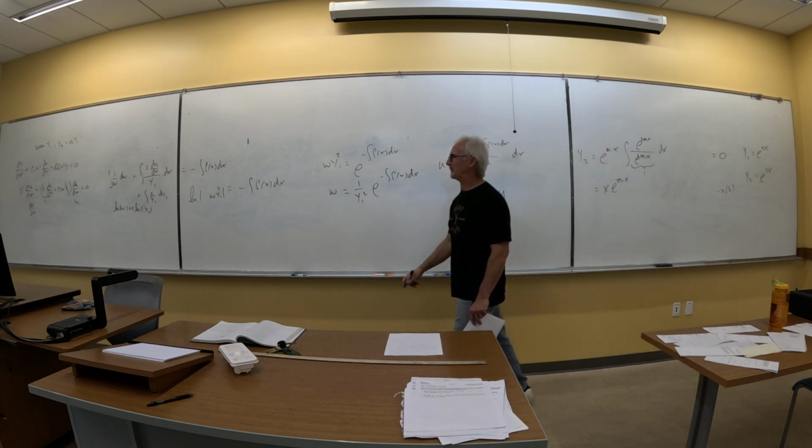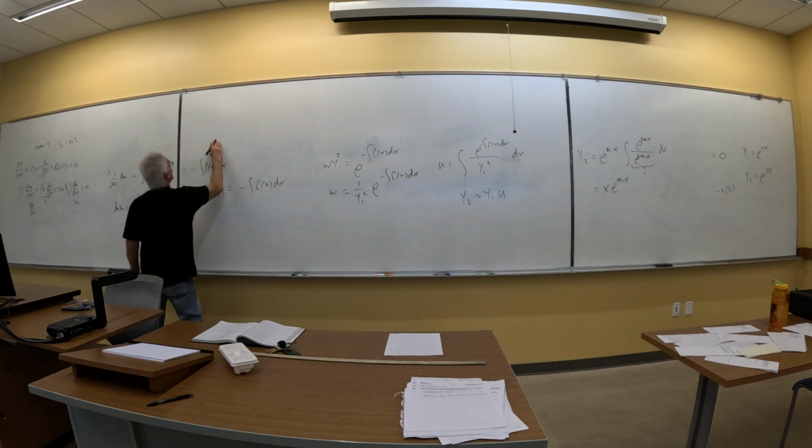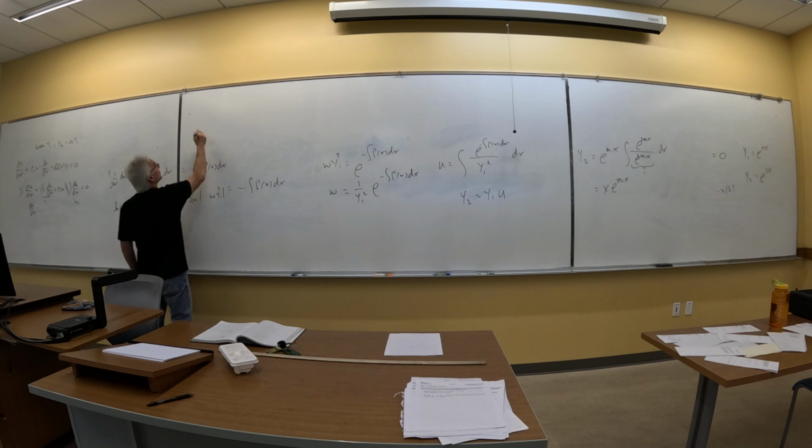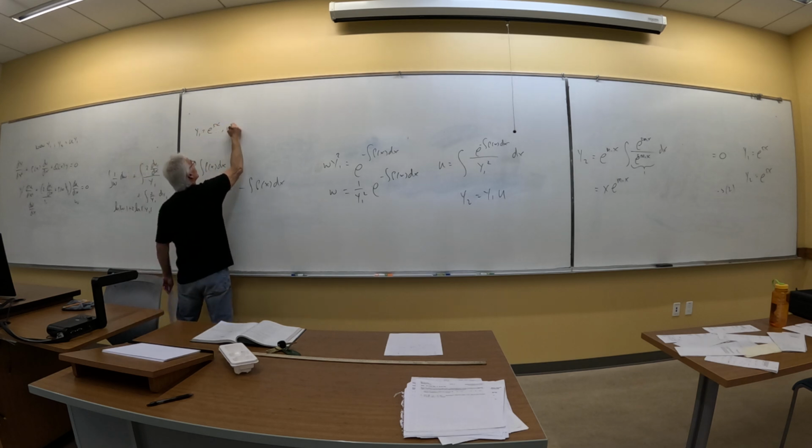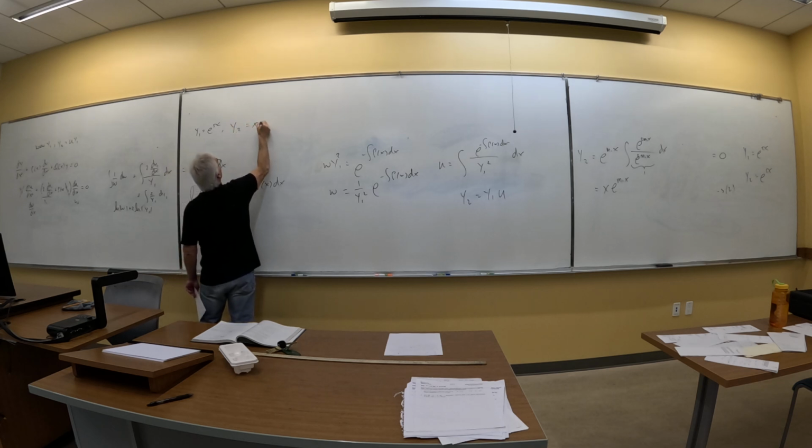Oh, you're kidding me. Yeah. So when you have a repeated solution, let me go back to the problem we just did. We found y1 was e to the 5x. So what's y2 going to be? X e to the 5x.